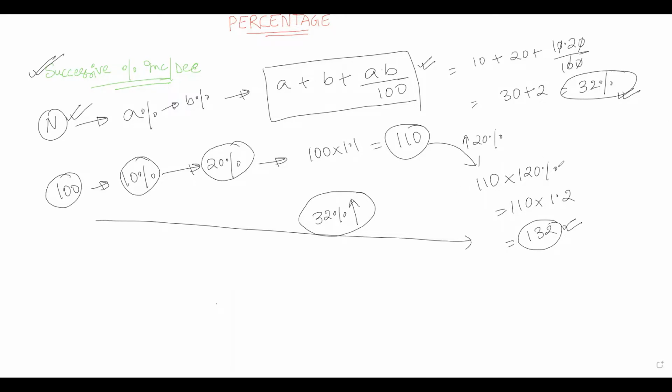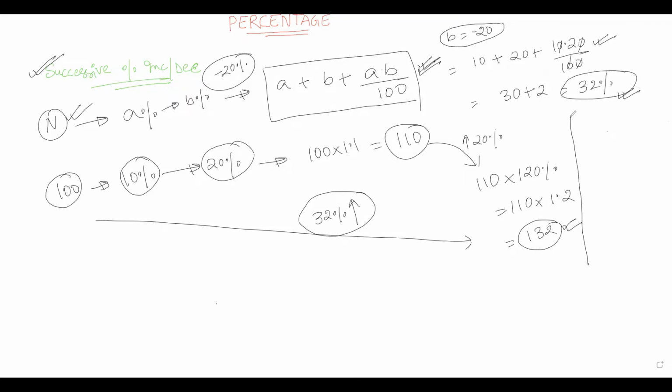One thing we need to be careful about here is that since in both these cases the number has increased by 10% and 20%, we have taken plus 10 and plus 20 in this formula. But suppose in the second case, it has been decreased by 20%. Here we need to take the value of B as minus 20 instead of plus 20. So that's the only thing we need to be careful about: whenever there is a decrease, I need to use the value as minus, and whenever there is an increase, I need to use the value as plus. Rest, we can use the same formula to calculate the successive percentage increase or decrease of a number.